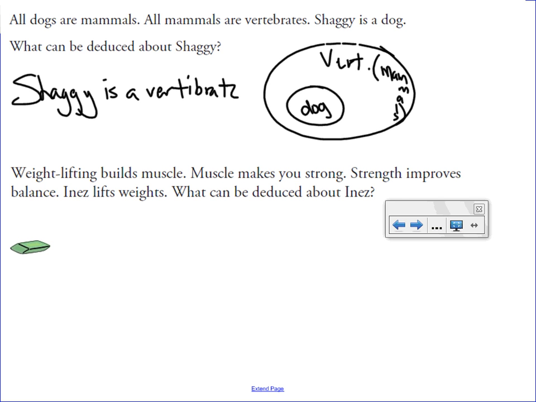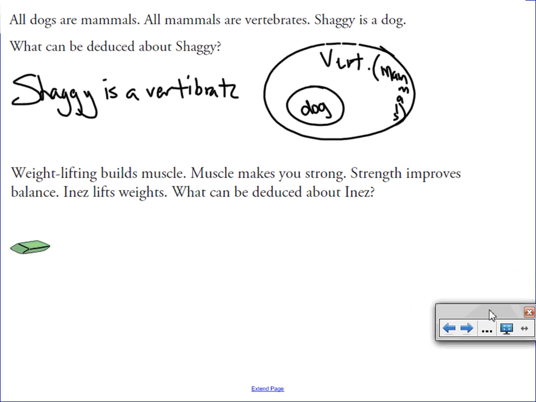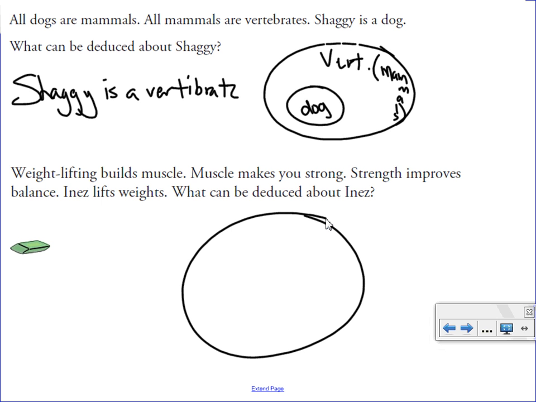Let's consider another one. Weightlifting builds muscle. Muscle makes you strong. Strength improves your balance, and Inez lifts weights. What can we deduce about that? So again, if we use a Venn diagram, we've got muscles. And with muscles comes strength. In order for you to have muscles or strength, you could have those. One way would be weightlifting.